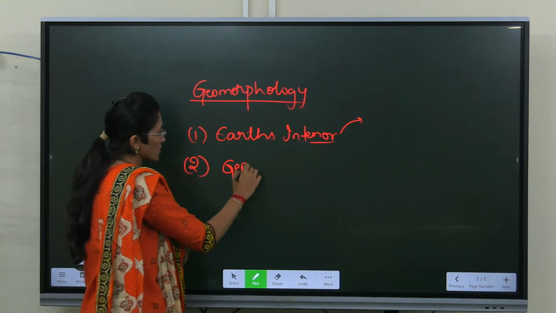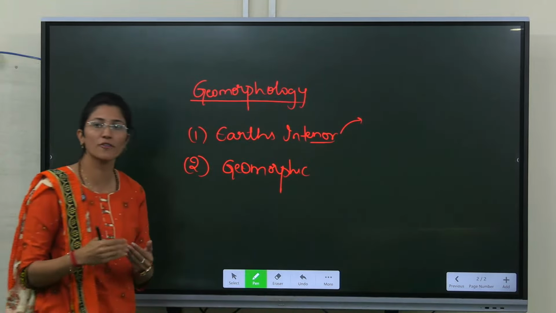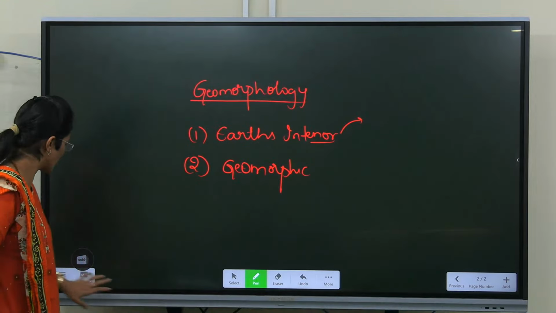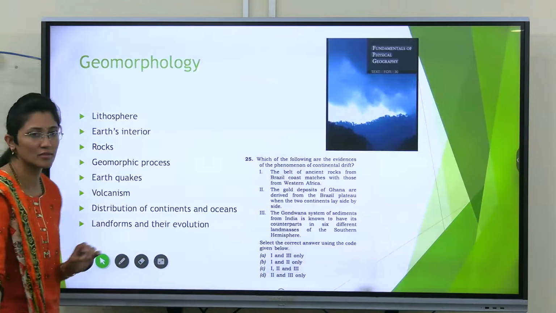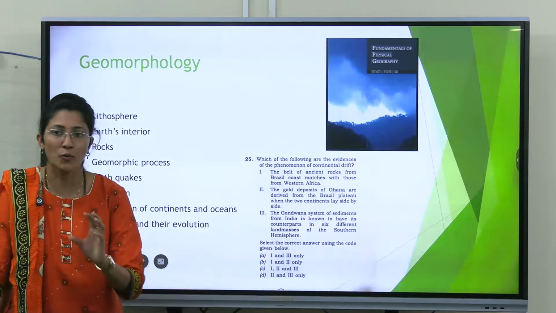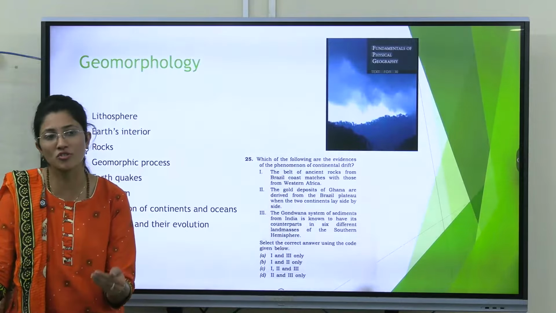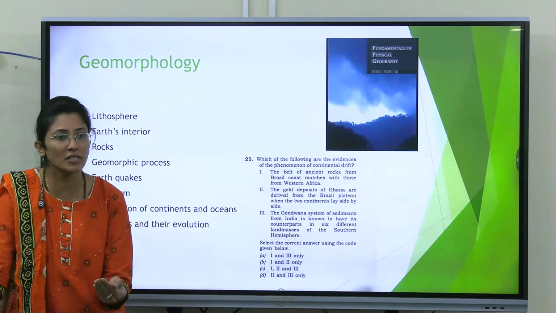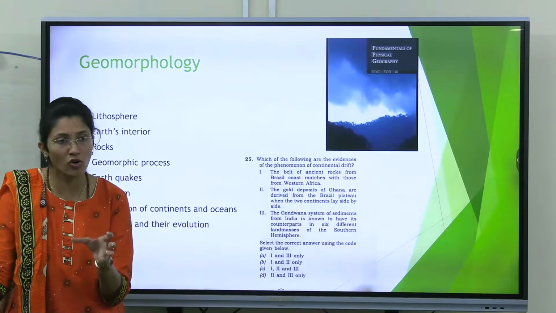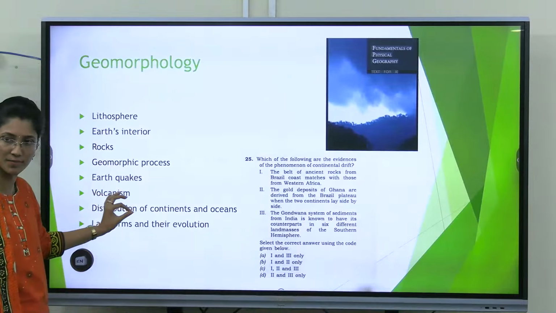geomorphic forces. What are geomorphic forces? The forces which modify the landforms, like endogenic forces, exogenic forces, right? And we talk about the distribution of continents and oceans, the theories under this distribution, like continental drift theory, plate tectonics theory, seafloor spreading theory, and the natural corollary of this topic is earthquakes and volcanism.